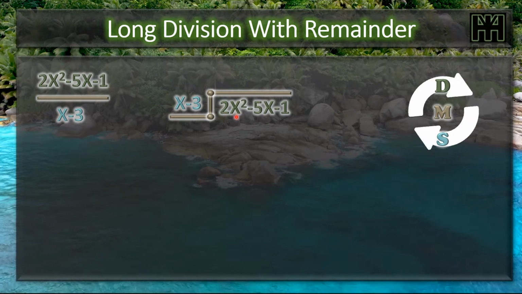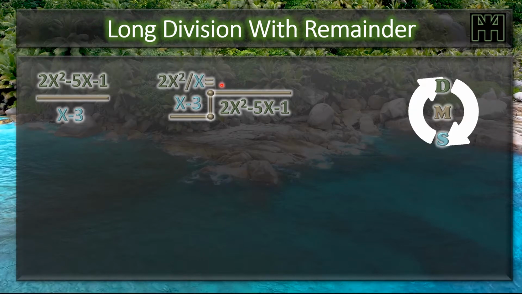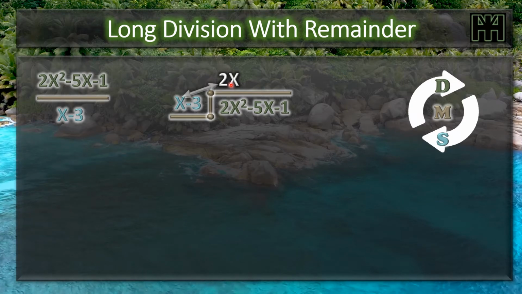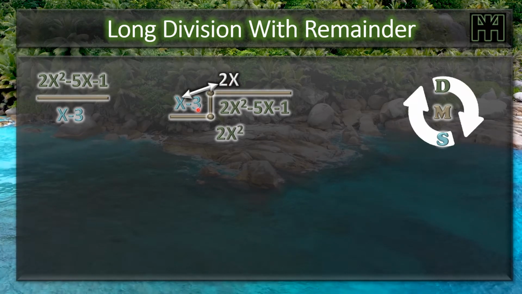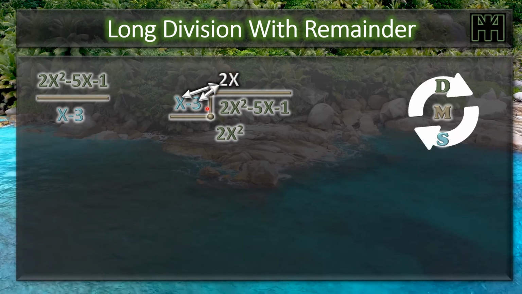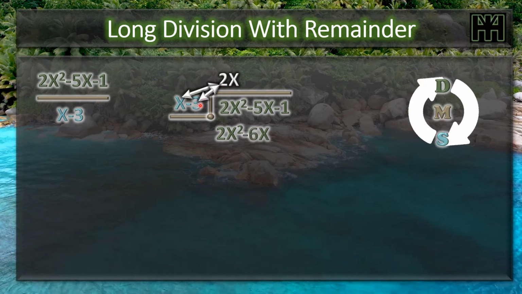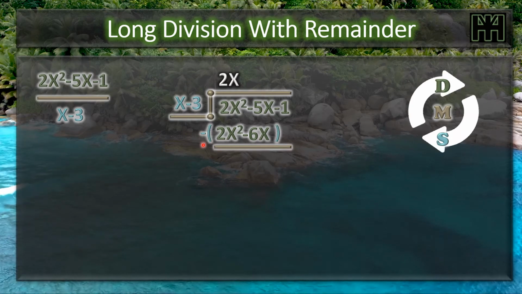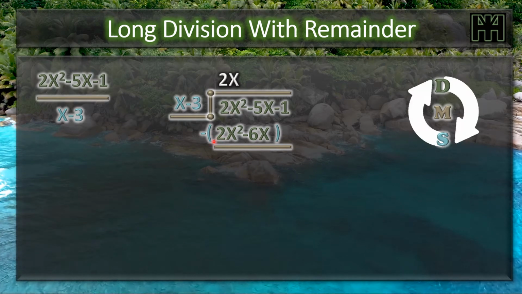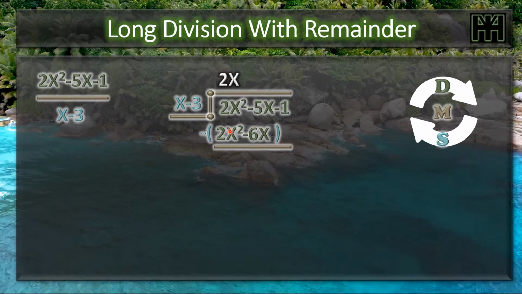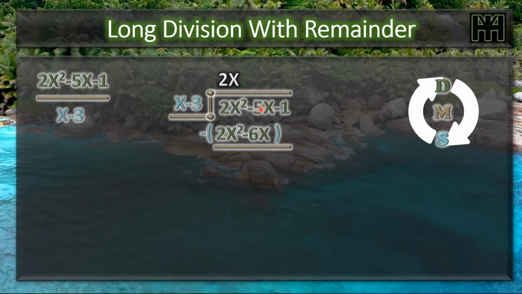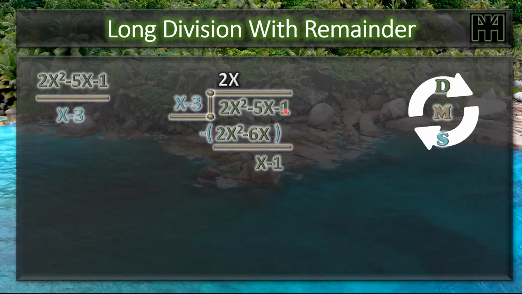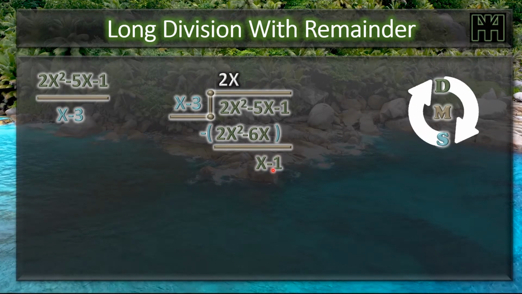Okay, let's go. We will divide 2x squared by x. It will be 2x. Then we multiply 2x by x minus 3, and it will be 2x squared and negative 6x. Then subtract. The 2x squared and 2x squared will cancel out each other. This is minus negative 6x and negative 5x, so it will be positive 6x minus 5x. It will be x, and the 1 will go down with them.